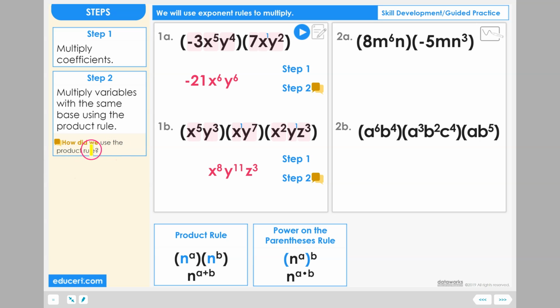How did we use the product rule? We use the product rule by adding all of the powers when we're multiplying with the same bases. You are now ready to use exponent rules to multiply for problem 2a and 2b.